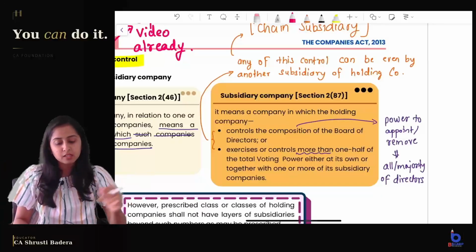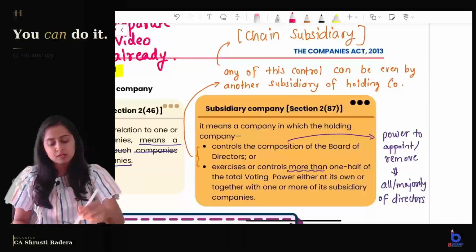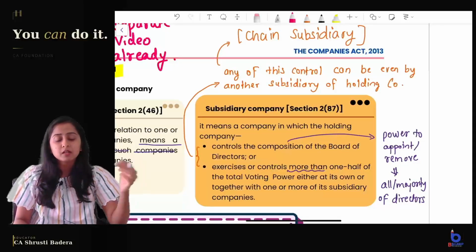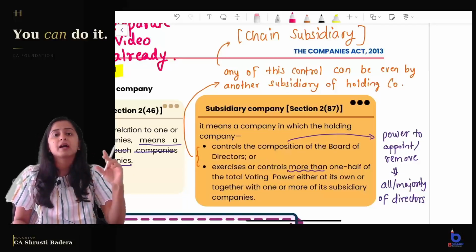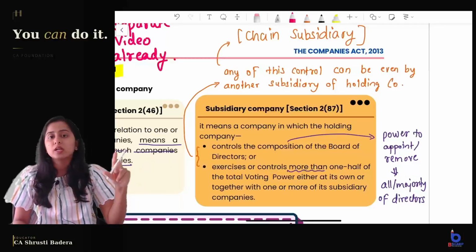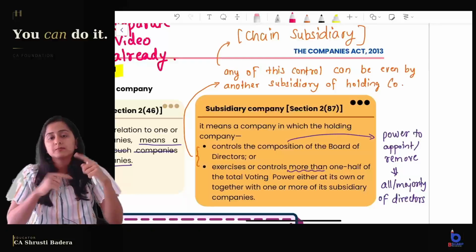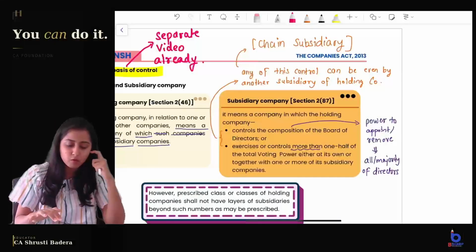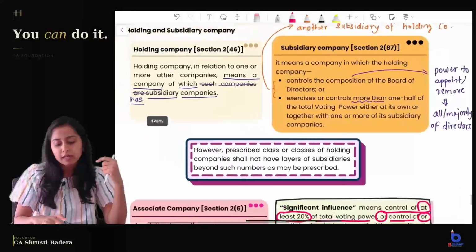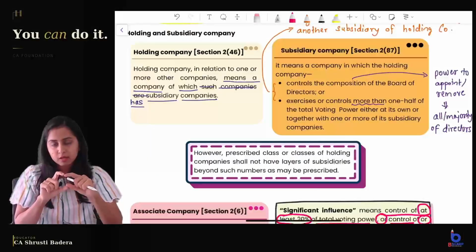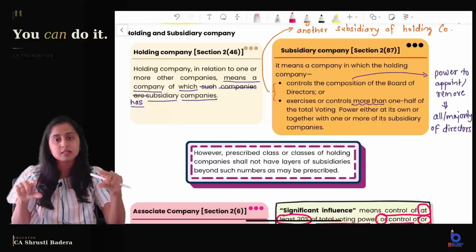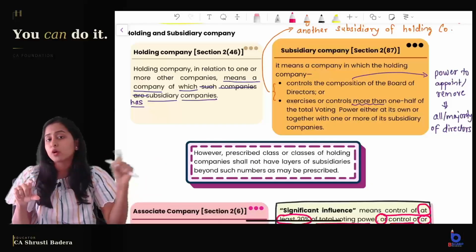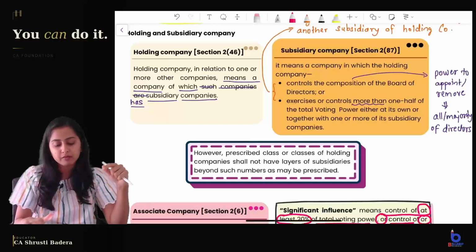Also, you have to mention that about the two controls, that is control of composition of board or control of more than 1/2 of the voting power, this control can even be by any of the subsidiary companies of the holding company. That means it is the chain subsidiary clause, right? For detailed explanation, watch that video. Also, you can mention that for these clauses, company means and includes a body corporate as well. We have discussed that point there too.